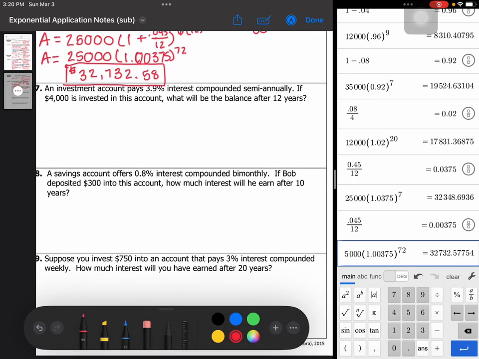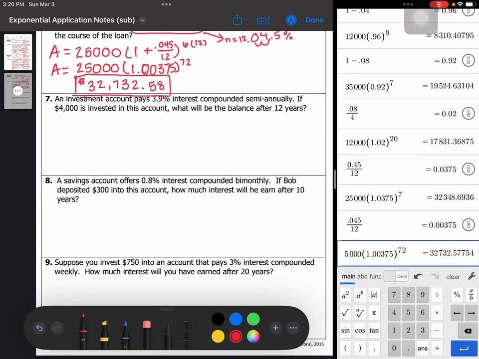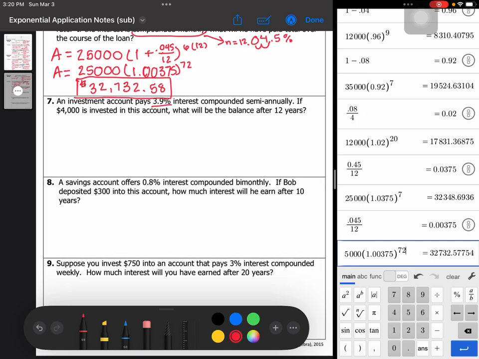So moving on to question 7. An investment account pays 3.9% interest compounded semi-annually. If $4,000 is invested in this account, what will the balance be after 12 years?